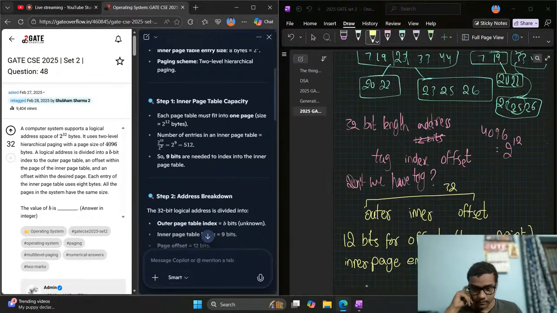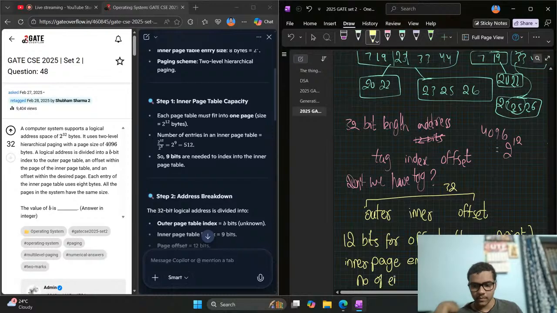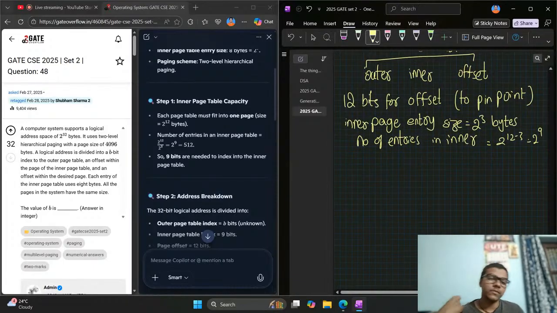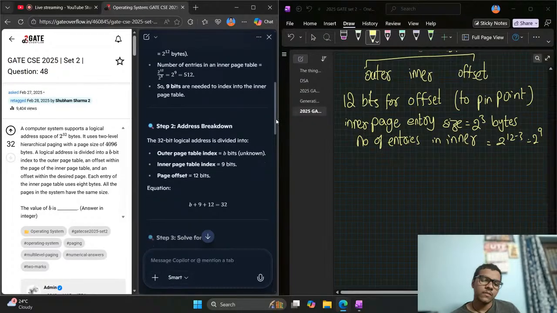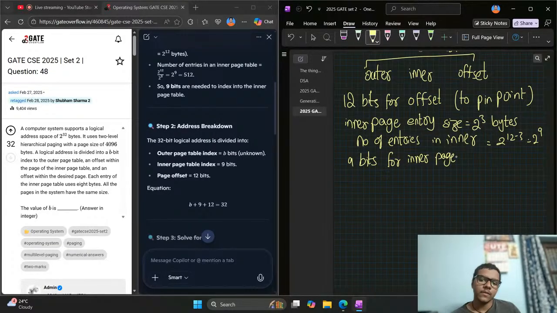So this is page size, number of entries in inner is 2 power 12 minus 3, that's 2 power 9 entries, that is 512 entries, because 2 power 10 is 1024. 9 bits are needed. 9 bits for inner page index.